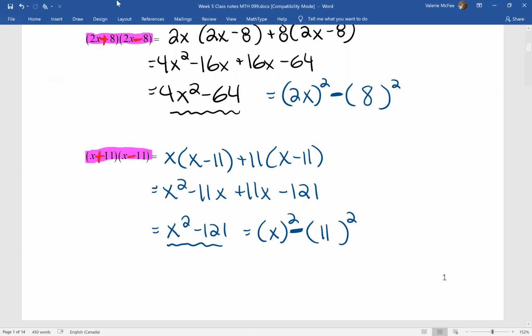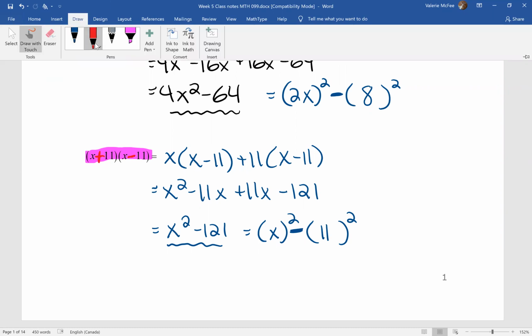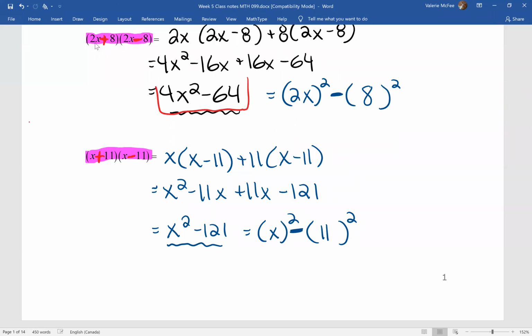Now, I'm not trying to confuse you. Our final answer is this binomial. But I want you to see that that binomial could be written as a difference of squares, the subtraction of squares.